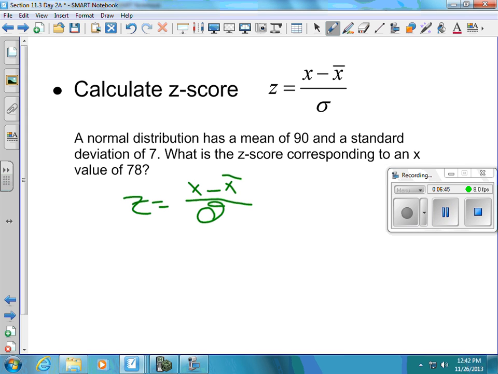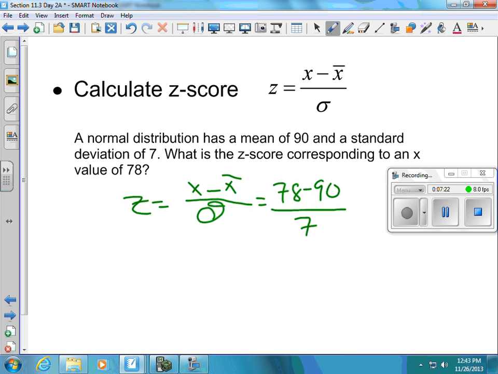Now, think about this. Our value is 78. Our average is 90. Should our z-score be positive or negative if our value is below the mean? It should be negative. We're going standard deviations left of the mean, so we're going to have negative z-scores. Positive z-scores are if we are above the mean. So our value is 78, subtract 90. That's where people make their mistake, is they sometimes just go biggest minus smallest. That's not always the case. You've got to have x minus x bar, in the correct spot.